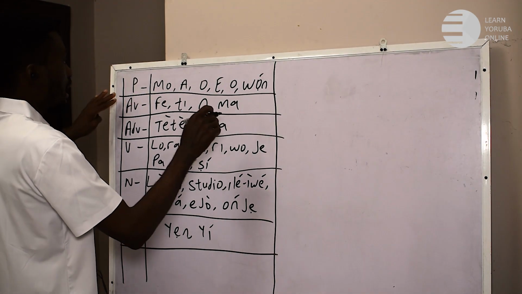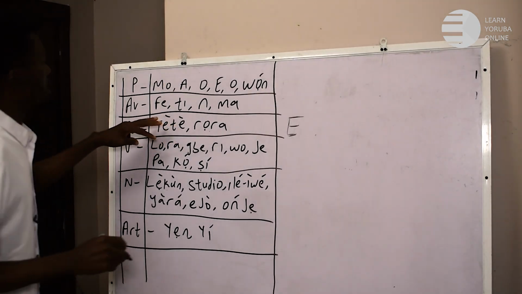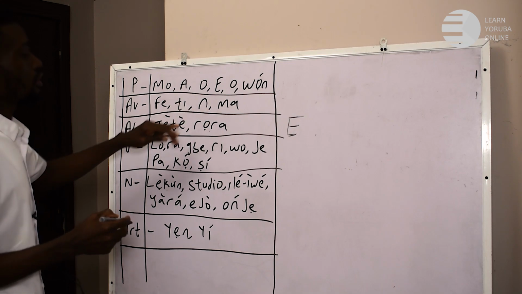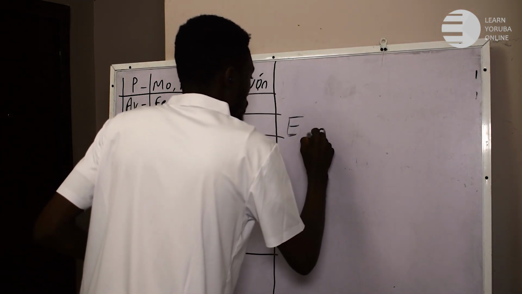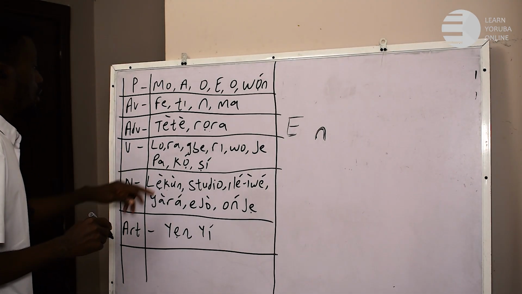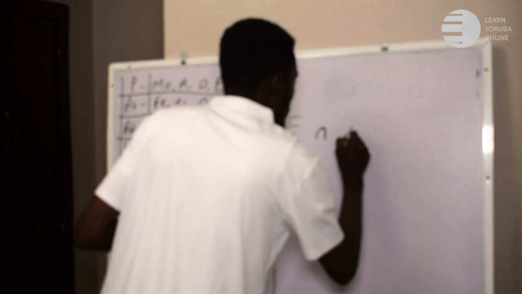So we can have, let me just use mo. We can use, I think we use ma actually. I want to use this Ẹ̀yin ń kọ́. Kọ́ is to build. Kọ́ is to build. Ẹ̀yin ń kọ́.